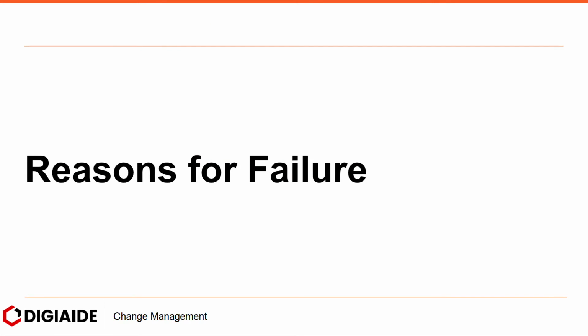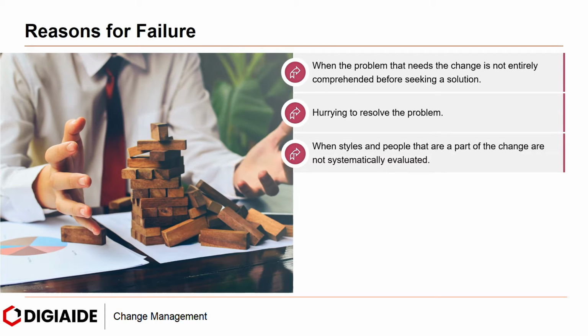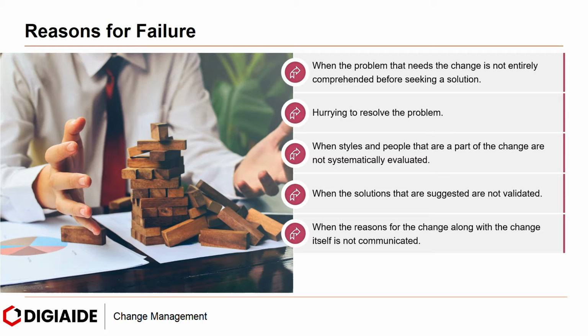Moving on to the reasons for failure. When the problem that needs the change is not entirely comprehended before seeking a solution. Next, it could be hurrying to resolve the problem. Third, when styles and people that are part of the change are not systematically evaluated. Next, when the solutions that are suggested are not validated. Next, when the reasons for the change along with the change itself is not communicated. And when quantifiable waypoints and results are not established.